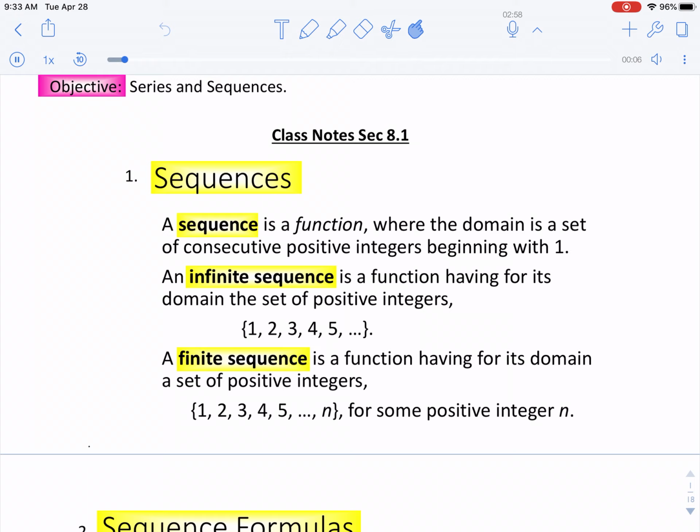This is Class Notes Section 8.1, Sequence and Series. A sequence is a function where the domain is a set of consecutive positive integers beginning with 1.